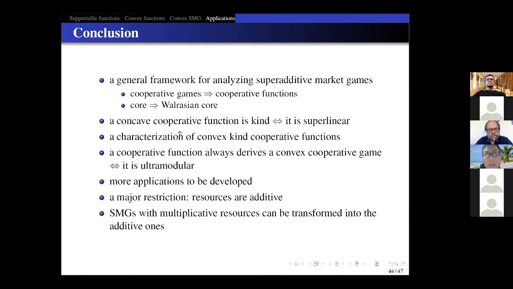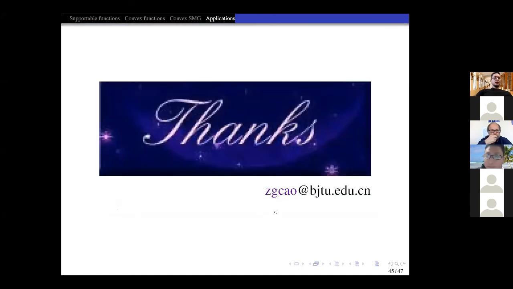And we find that the Walrasian core plays a very critical role in this framework. And we also characterize concave cooperative functions and convex ones. And one major restriction of this framework is that here we assume that resources are additive. In many applications, the resources may not be additive, and for that kind of scenarios, we may need to explore more about this theory. And this is all. Thank you.